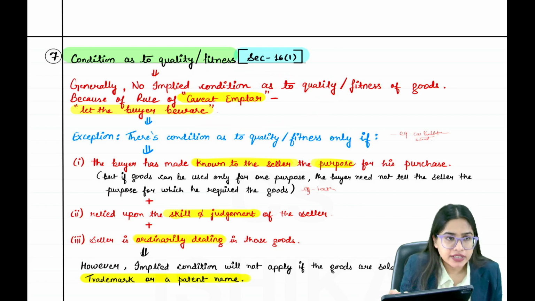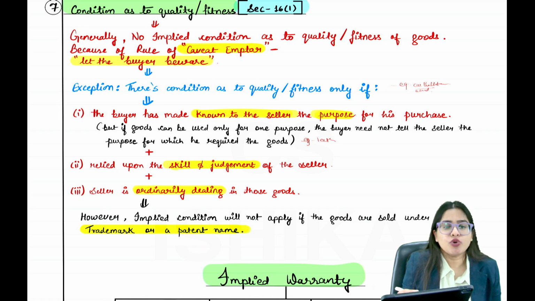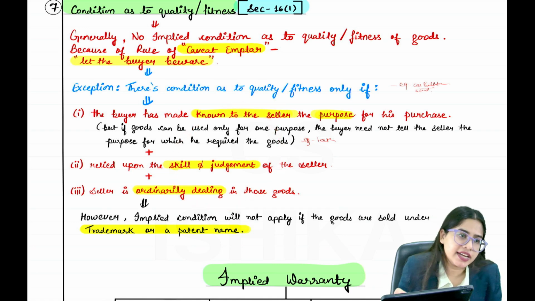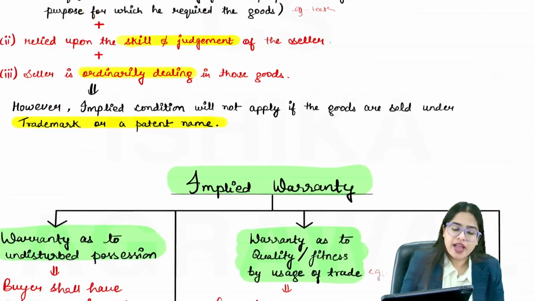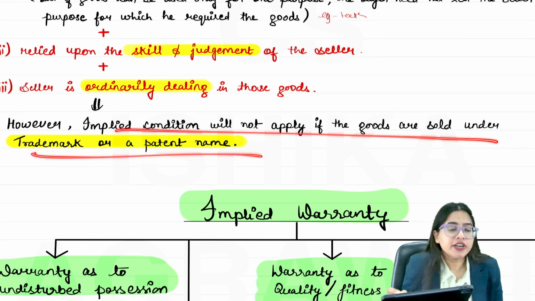Generally there is no implied condition as to quality or fitness, but there is this exception. There will be an implied condition of quality or fitness only if these three conditions are satisfied. And lastly, the implied condition will not apply if it is sold under a trademark or patent name.